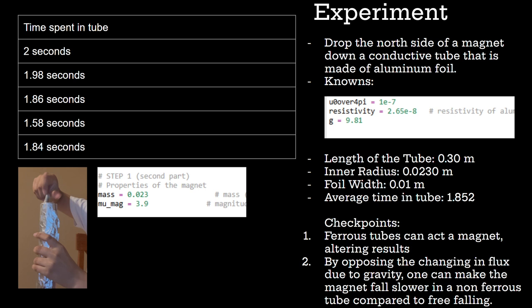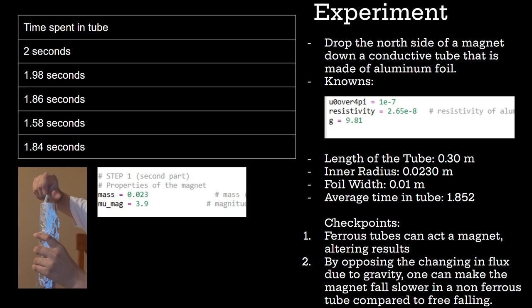And so the average time we found from our experiment was 1.852 seconds. And also, in general, an important premise is the fact that the source within this situation is the magnet, and our observation point in our system is going to be based off of the aluminum foil, which we are modeling in rings.